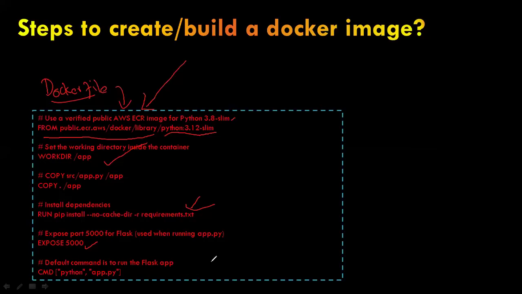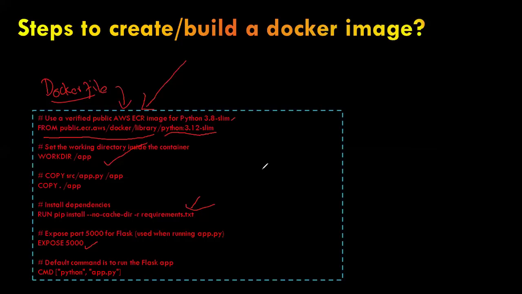Next one is CMD python app.py. This tells the container, hey, when you start, run app.py using Python. There are a lot of programming languages out there, so when you start the container, you need to execute this file using Python, so that the container automatically launches our app when it starts.